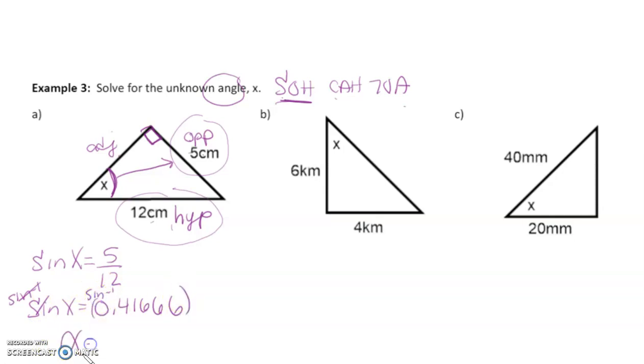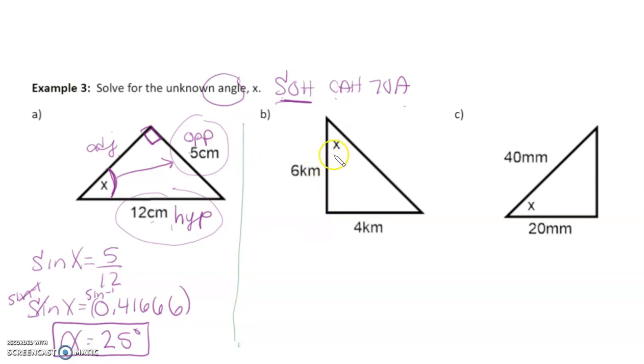Okay, so once we sine inverse both sides, we get 24.6, let's round to 25 degrees. And usually for angles, we round to the nearest degree.